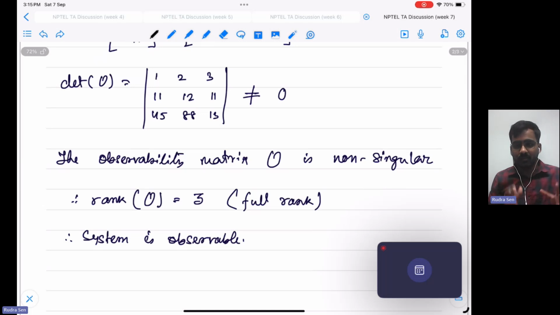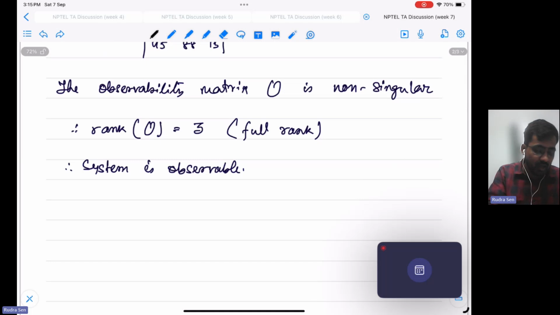So basically the purpose is, if the system is not observable, it is not possible to design a classical observer for that case. But if the system is observable, we can design the observer and we can estimate the states which are not measurable. Okay. So that's why this checking is very much required.